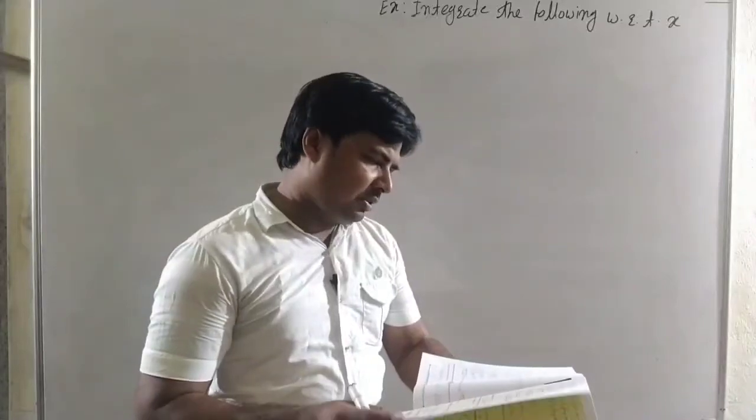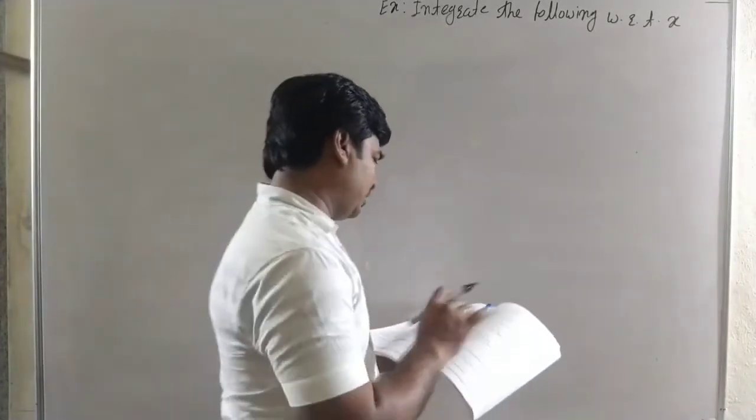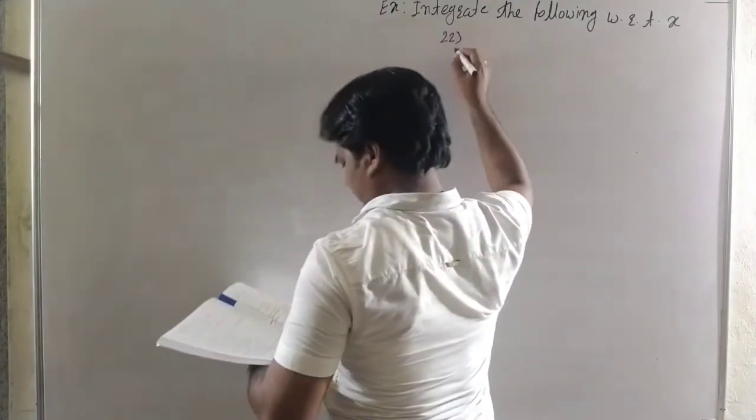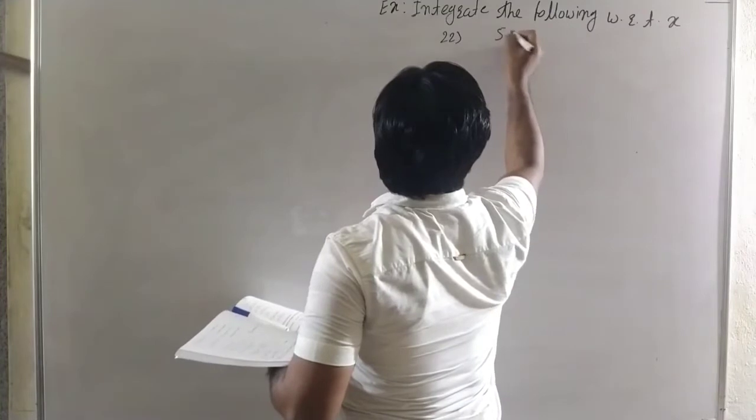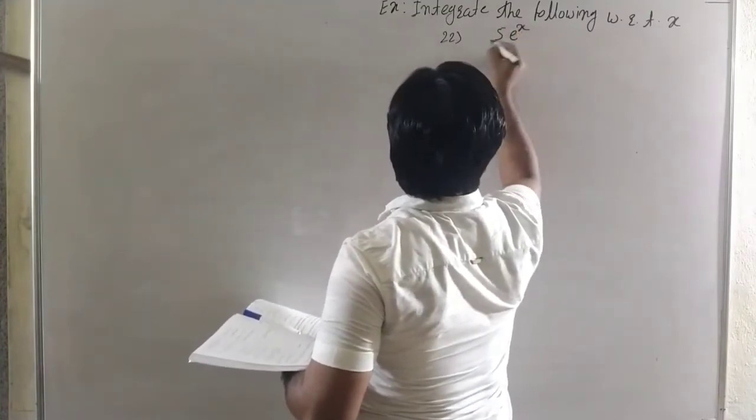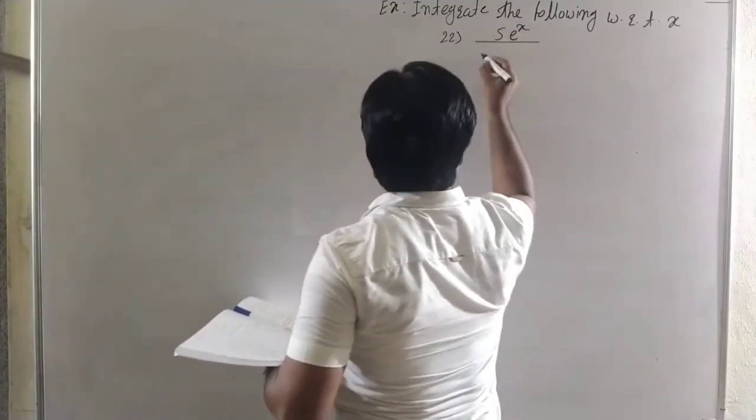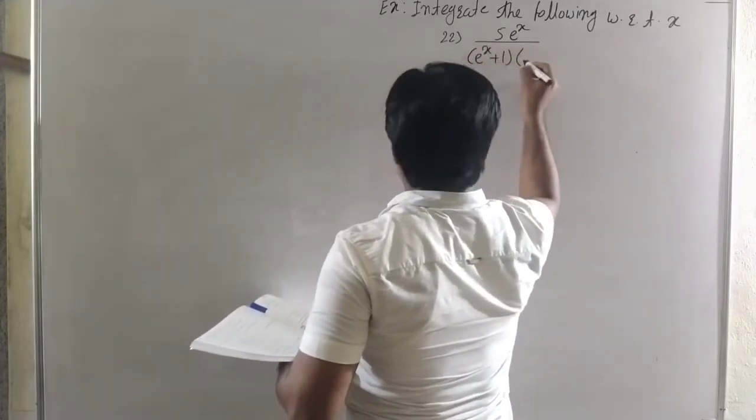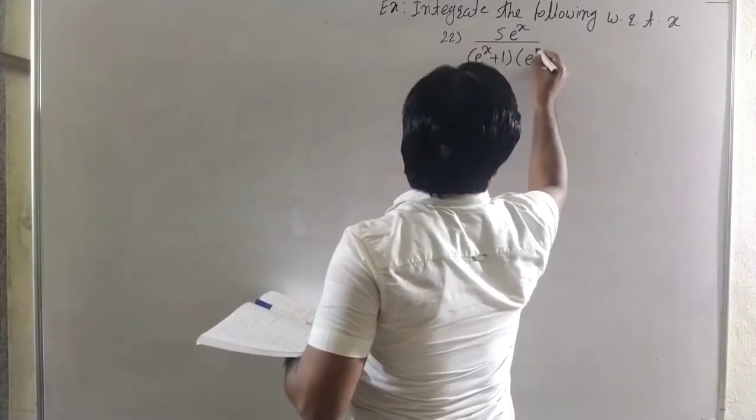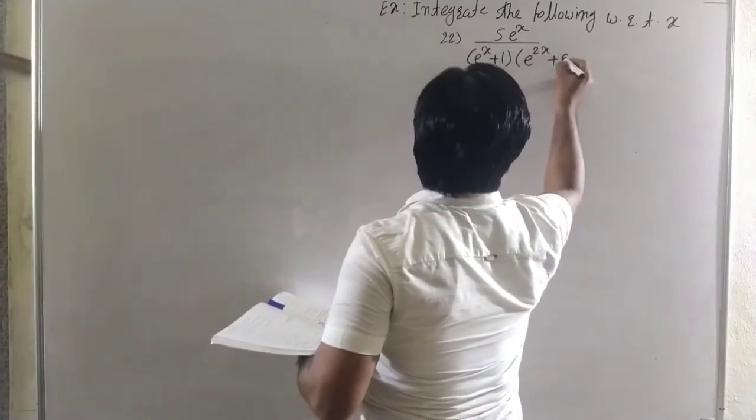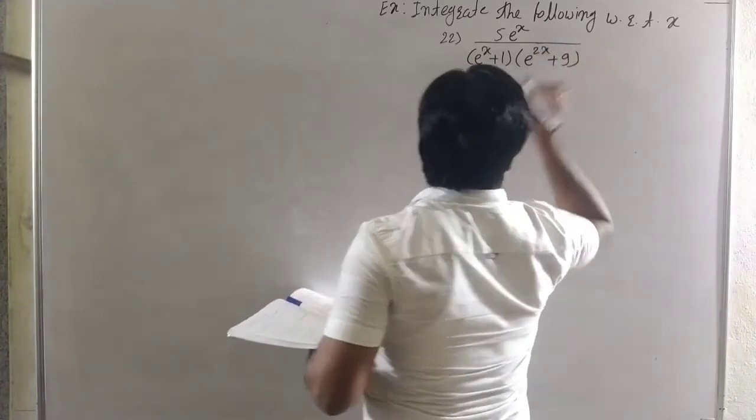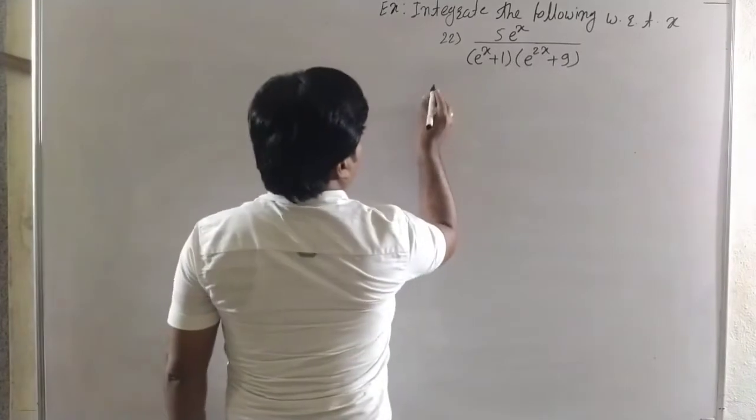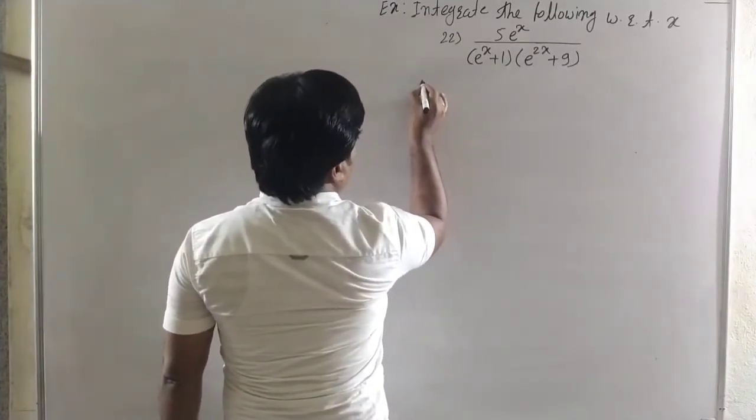We see the next example in exercise 3.4, example number 22: the integral of 5 e^x upon (e^x + 1)(e^(2x) + 9). Now we can solve this integral. See carefully here.